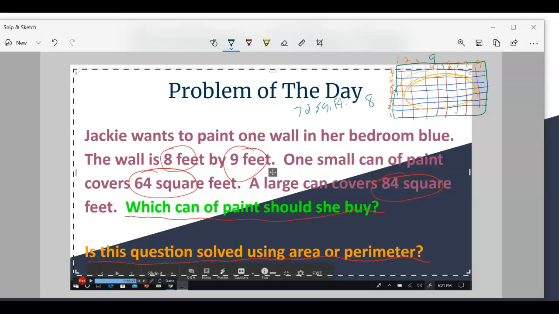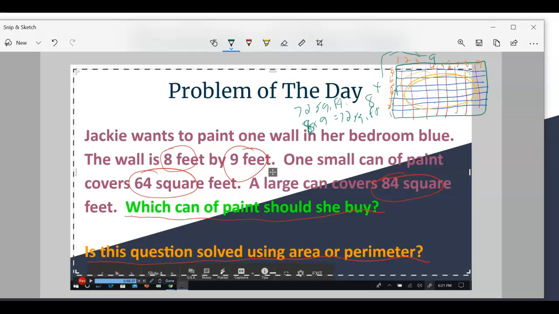Another way to do that, guys, and we haven't talked a whole lot about it yet, is multiply the length times the width. Okay, so if we took the 8 and we multiply it by the 9, you're going to get the same answer. Okay, so 8 times 9 is 72 square feet. It's the same thing as us counting all of the inside squares, which is going to be 72.